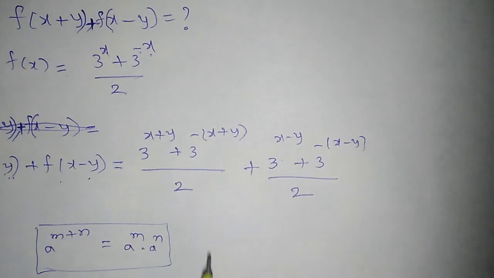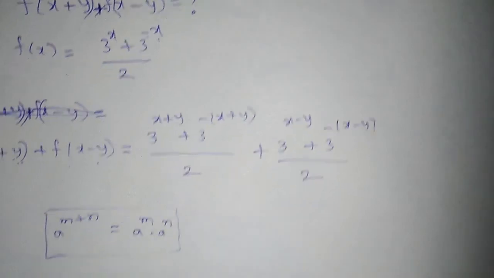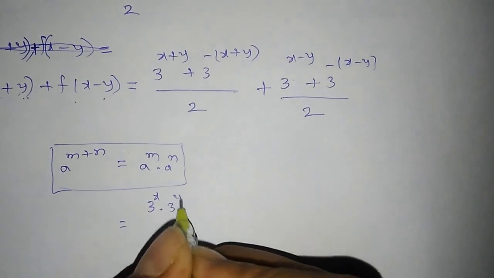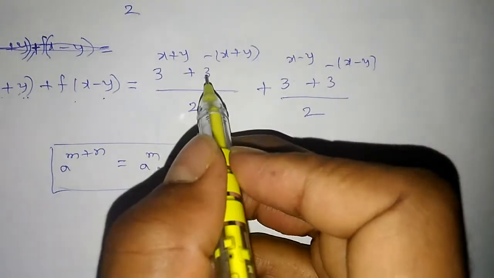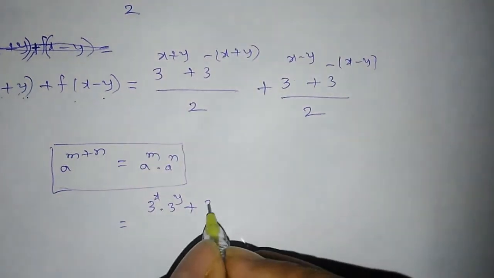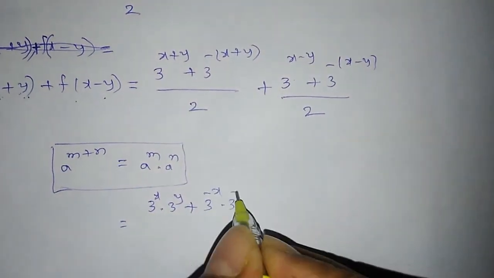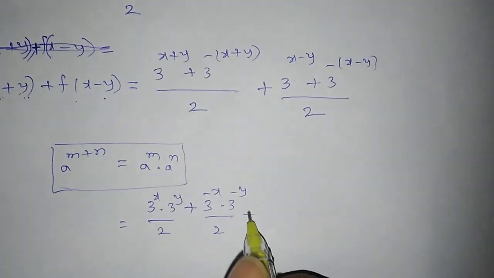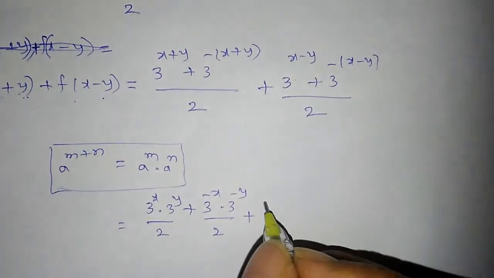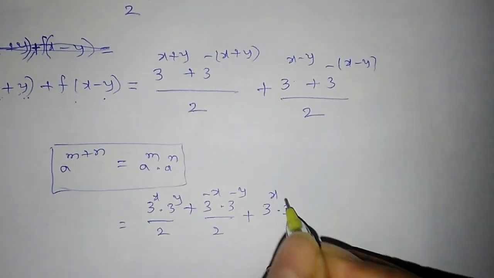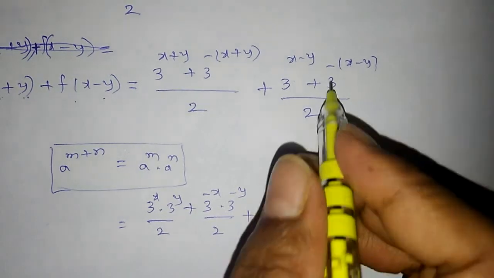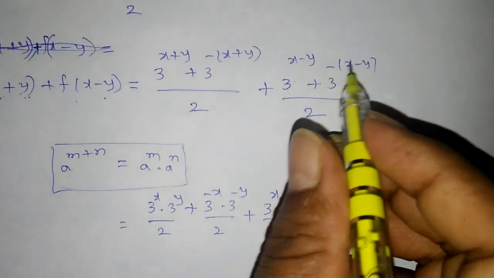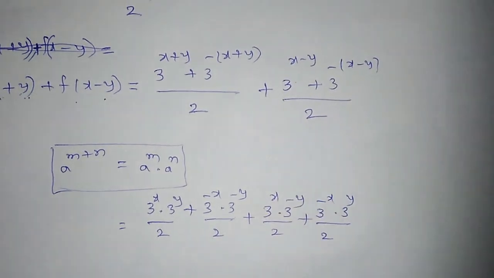So here 3 power x plus y can be written as 3 power x into 3 power y, plus 3 power minus x minus y, that is 3 power minus x into 3 power minus y, by 2 is there. So I am writing 2 for this, plus this is 3 power x into 3 power minus y by 2. This is 3 power minus x into 3 power plus y, minus into minus plus y, divided by 2.